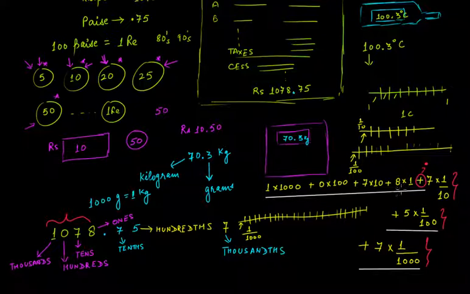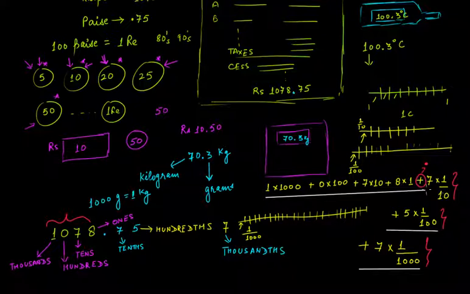It means that if you're moving towards the left, every time the multiplication factor or the place value is becoming 10 times the previous one. 1 times 10 is 10, so this is 10 times this one. 10 times 10 is 100, so this is 10 times this one. 100 times 10 is 1000, so this is 10 times this one, and so on.